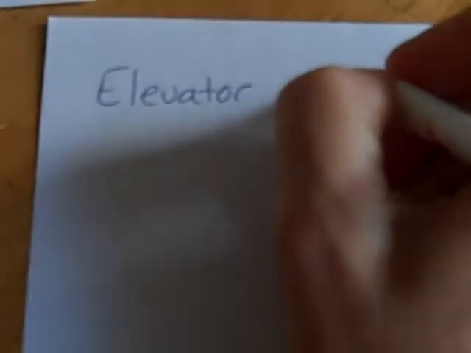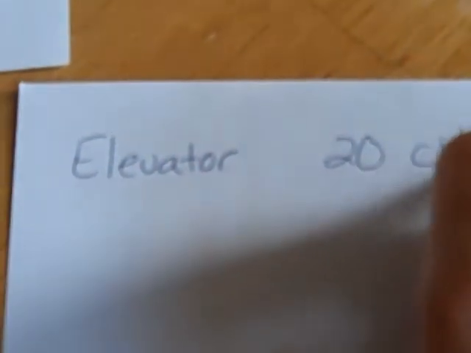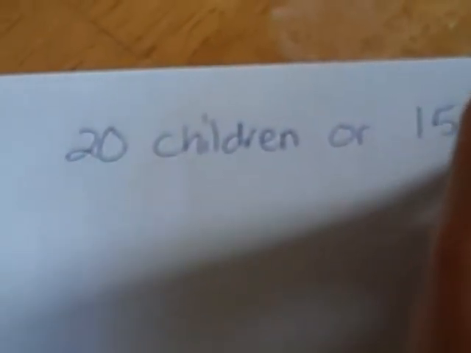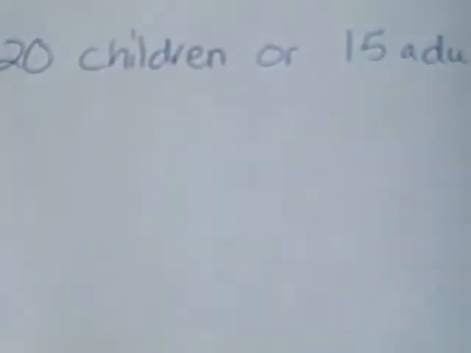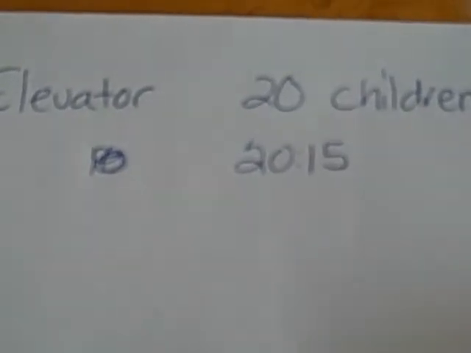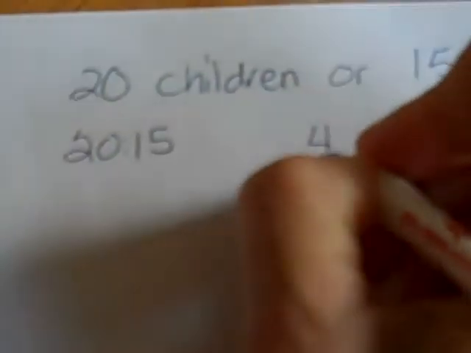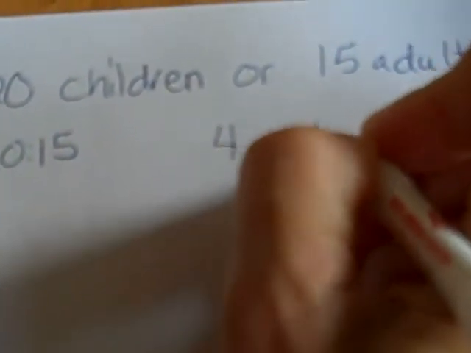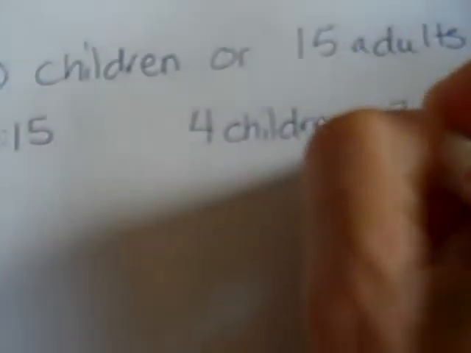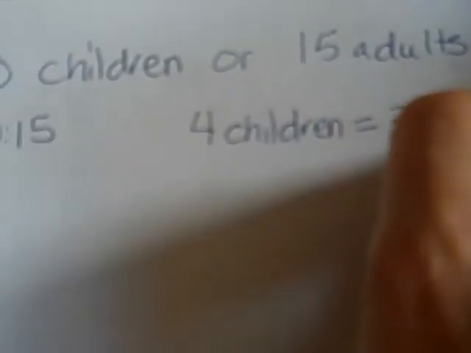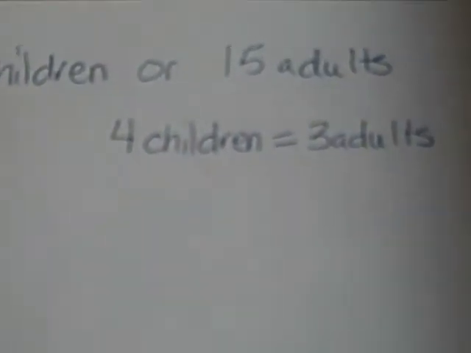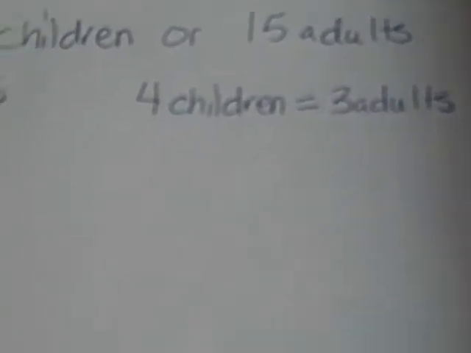We have an elevator, and we have 20 children or 15 adults. So that's really a ratio of 20 to 15. We can simplify that ratio and say we can have 4 children equal to 3 adults when they're getting on. But we have the situation where the elevator is partially filled with 12 children.